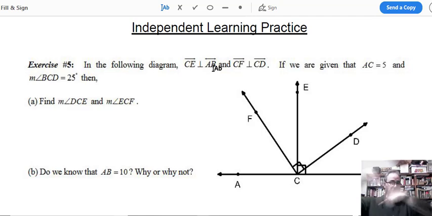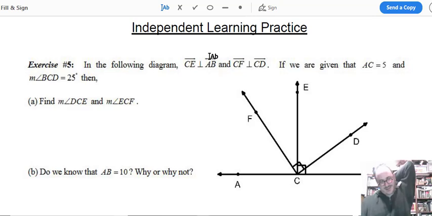If you need to stop the video and make sure you finish that check for understanding, go back and finish that check for understanding. Don't leave that blank, all right?